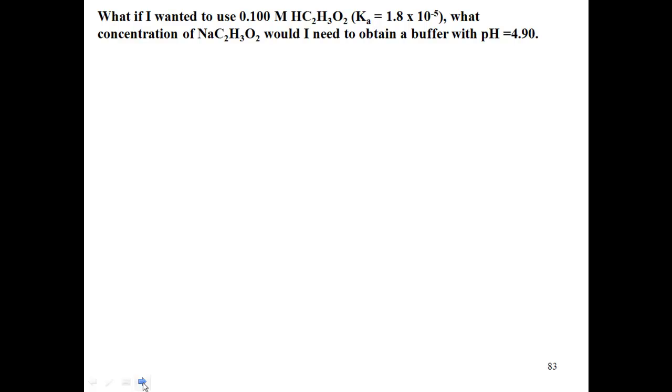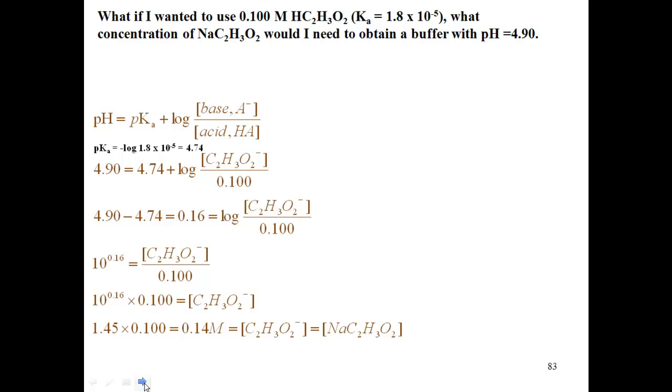Now I've got to figure out how much sodium acetate I need to make that buffer have a pH of 4.90. I'm going to show you two different ways to work this: the Henderson-Hasselbalch way, and my way, and you can decide which you want to use. I know my concentration, I know my pH, and I know my Ka, which gives me my pKa, so I can calculate that one missing variable, which is my acetate ion.